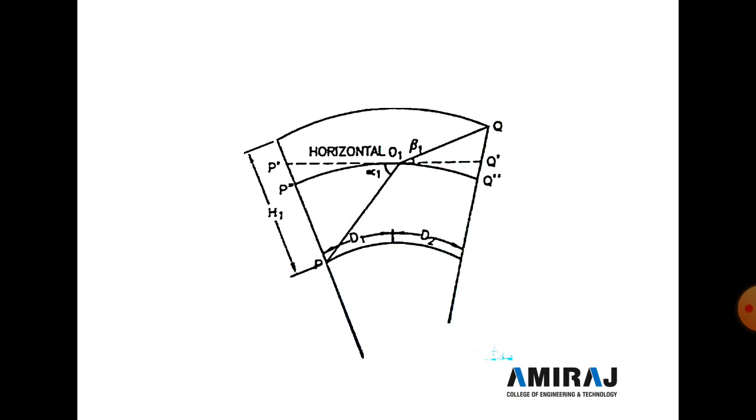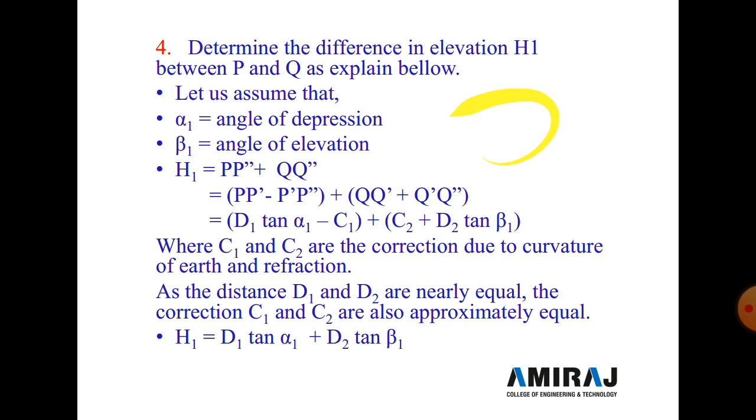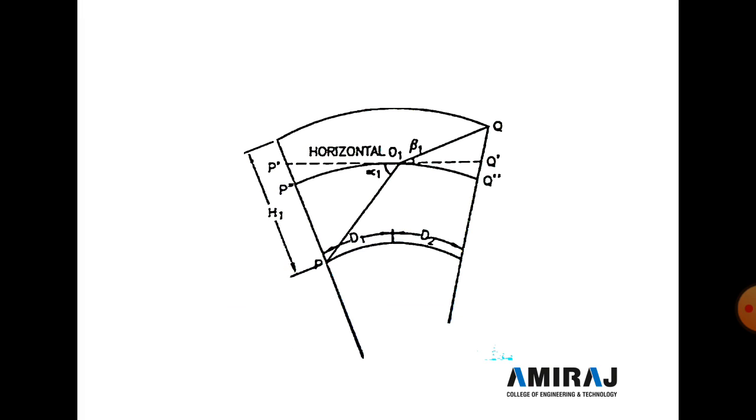So here we set up the instrument at a convenient point O1. At the O1 point we set up the instrument, which is the midpoint of P and Q, and here the procedure starts.